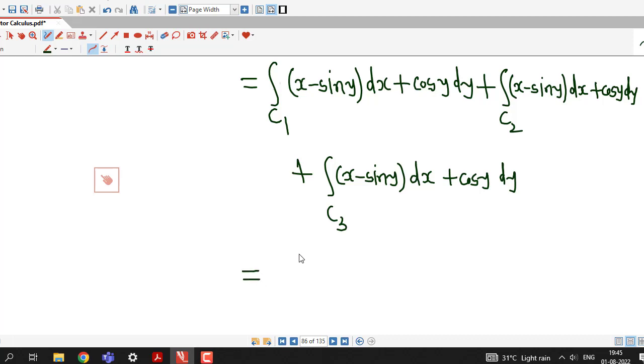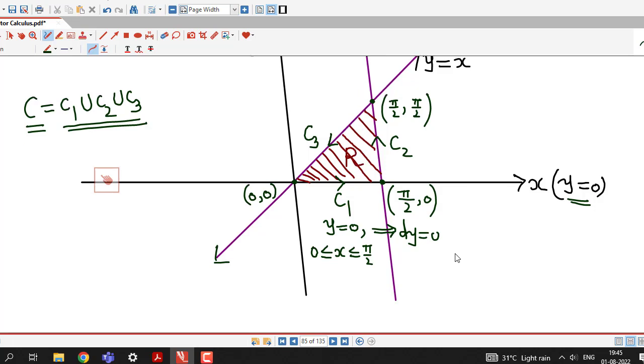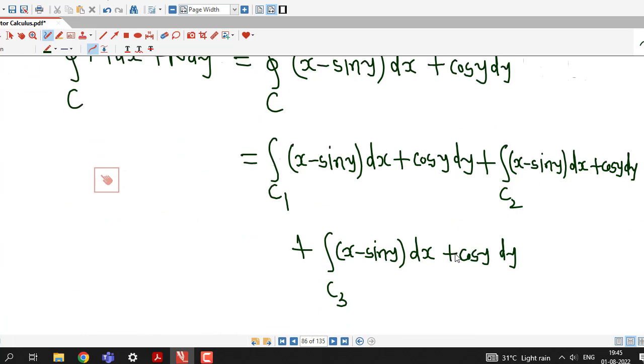Now we will directly use parametric representations for C1, C2 and C3. Now C1 is the curve along x-axis. So equation of C1 is y equal to 0, and we can see x lies between 0 and pi by 2. So along C1 y is 0, x lies between 0 and pi by 2, and because y is 0, dy is also 0. So along C1 we will consider y equal to 0, that is dy equal to 0, and x is from 0 to pi by 2.